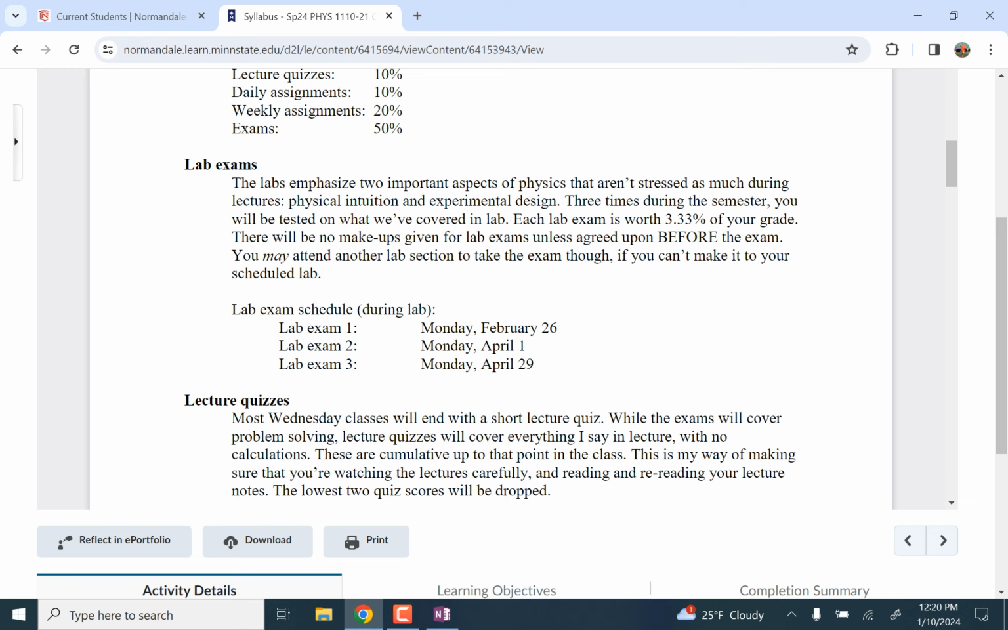So every lab, I'm going to give you a handout, like a worksheet kind of thing. You're going to work your way through it with your lab partners. Then that's yours to keep, that handout. And based on what you did in lab, you're going to want to remind yourself how to do these kind of problems before the lab exams. That's the idea.